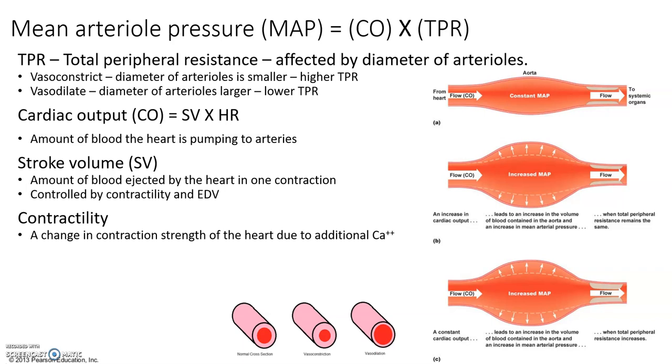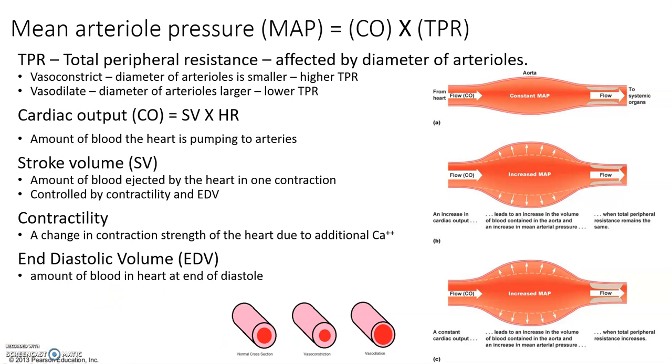which is right now. Contractility is a change in the contraction strength of the heart due to more calcium present. This is something that's going to be affected by the sympathetic nervous system, so an increase in sympathetic activity would increase contractility of the heart. And then end diastolic volume, or what we call EDV, is the amount of blood in the heart at the end of diastole. So this will affect how much blood will be leaving the heart during systole.